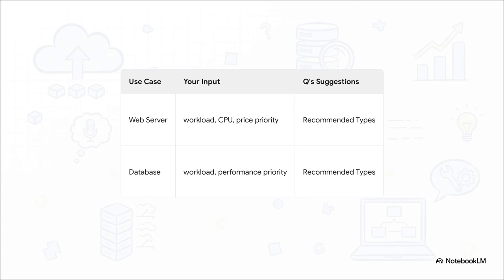And this is just a brilliant example of the solution. Instead of scrolling through a giant, endless list, you just tell Q what you need. You describe your workload, what your priorities are, like maybe price is more important than raw performance, and bam, it gives you a short, totally relevant list of suggestions. It turns a painful research project into a simple chat.